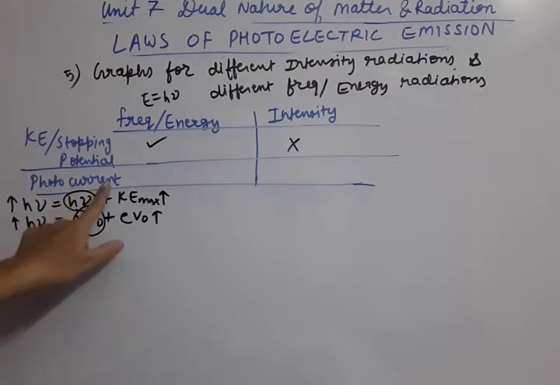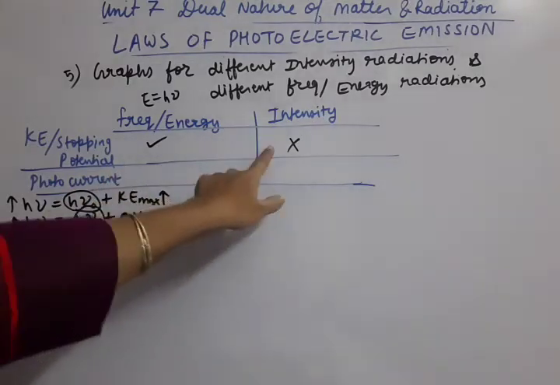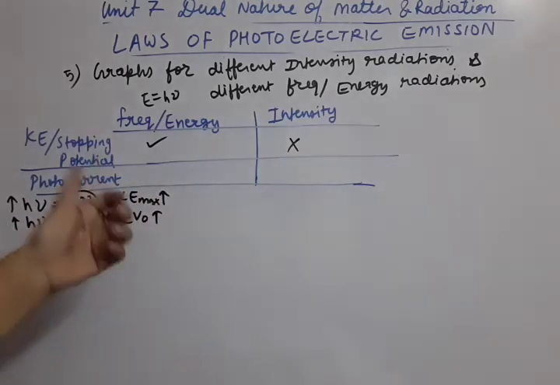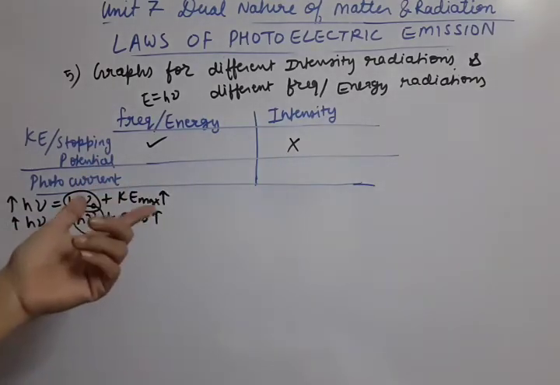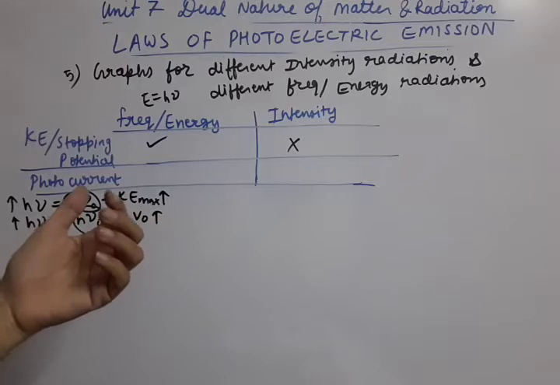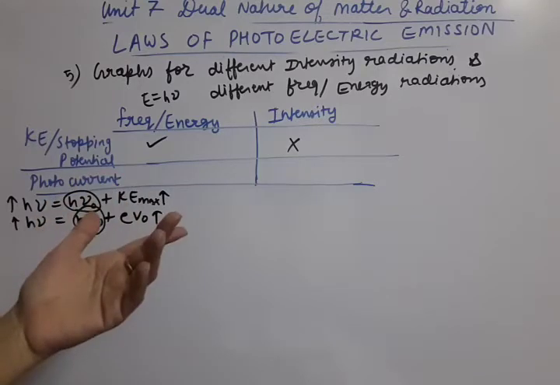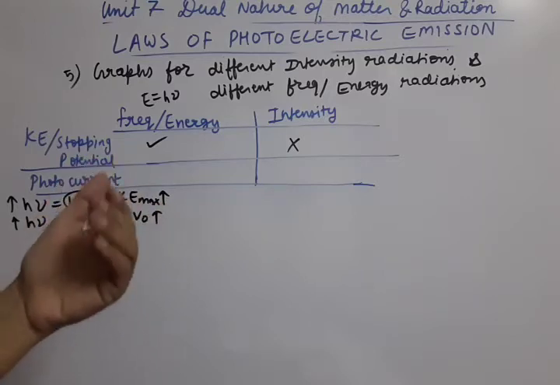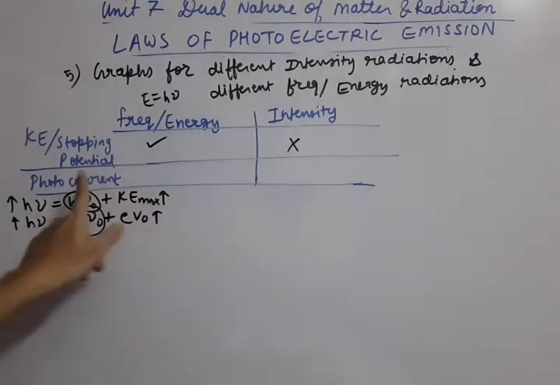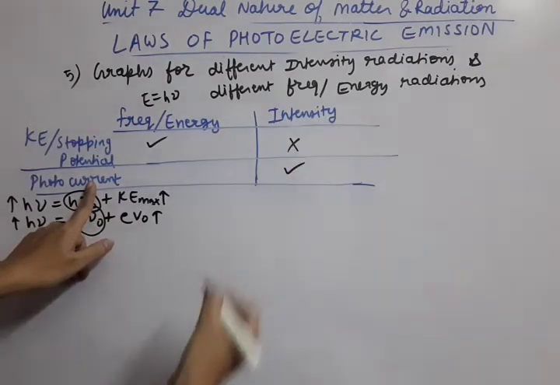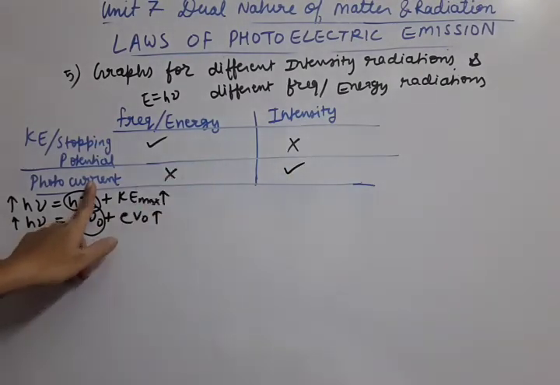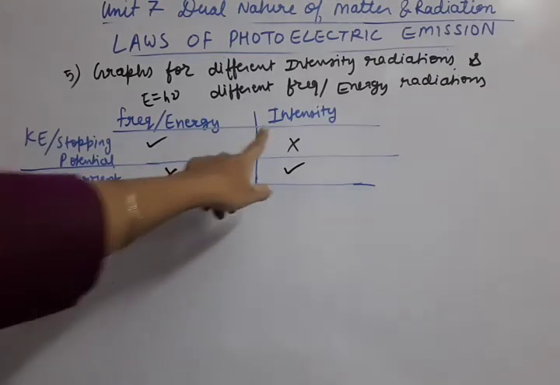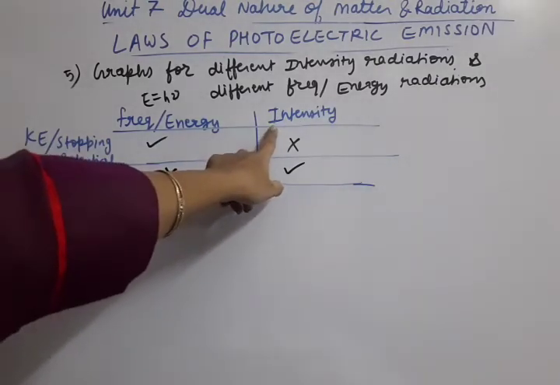Now, the next thing is photocurrent. Out of these two factors, photocurrent will depend on what? Photocurrent is formed by the number of photoelectrons which are ejected, and the number of photoelectrons will increase if more photons are falling. That means photocurrent depends upon the intensity. It does not depend upon the frequency or energy directly. So there is a direct proportional relation with intensity.